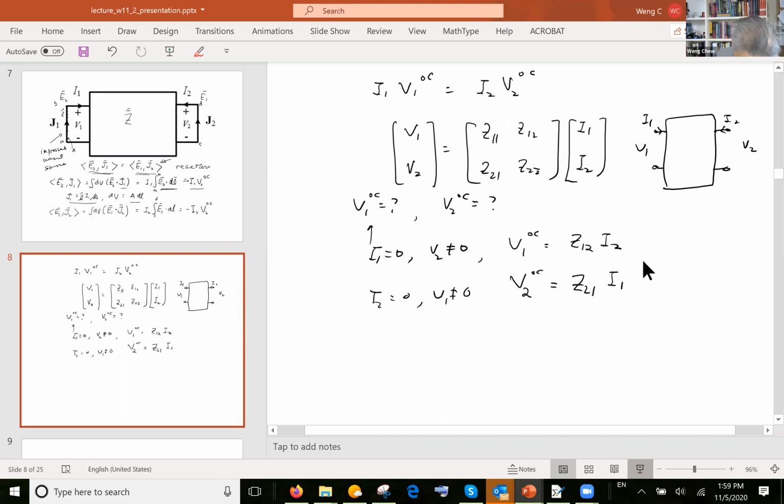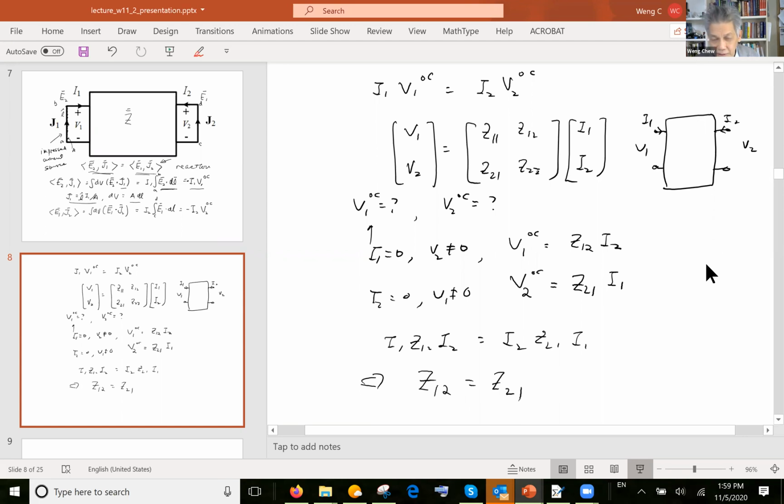And from that, we plug in what we have derived before. We have derived this using the reciprocity theorem. So if you plug this into the above equation, now you have I1 Z12 I2 should be equal to I2 Z21 I1. This implies that Z12 must be equal to Z21. This is probably something that you have studied or learned about before. That is, in a reciprocal circuit, the impedance matrix is symmetric. This means that the impedance matrix Z, which is Z11, Z12, Z21, Z22, is a symmetric matrix.